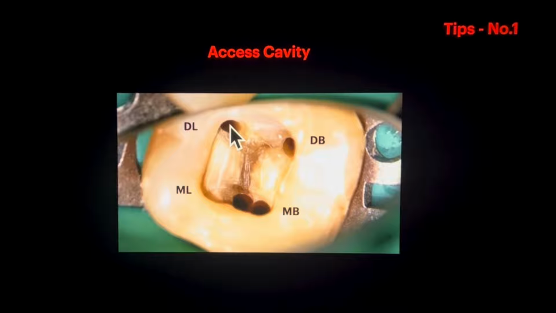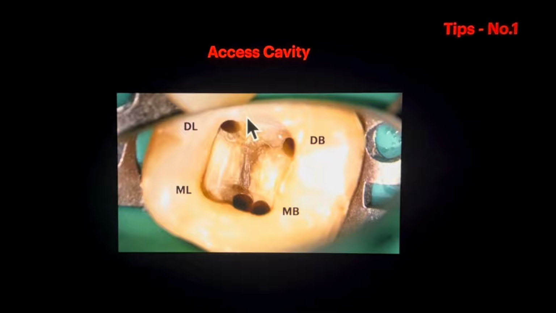Radix Entomolaris, the distolingual orifice is located far apart from your distobuccal orifice. That means between this distolingual and distobuccal orifice there will be a significant distance. So don't miss the distolingual orifice. In order to minimize the chances of error by missing the distolingual orifice, you need to extend the access cavity properly. You have to cut a little extra tooth structure on the distolingual aspect.